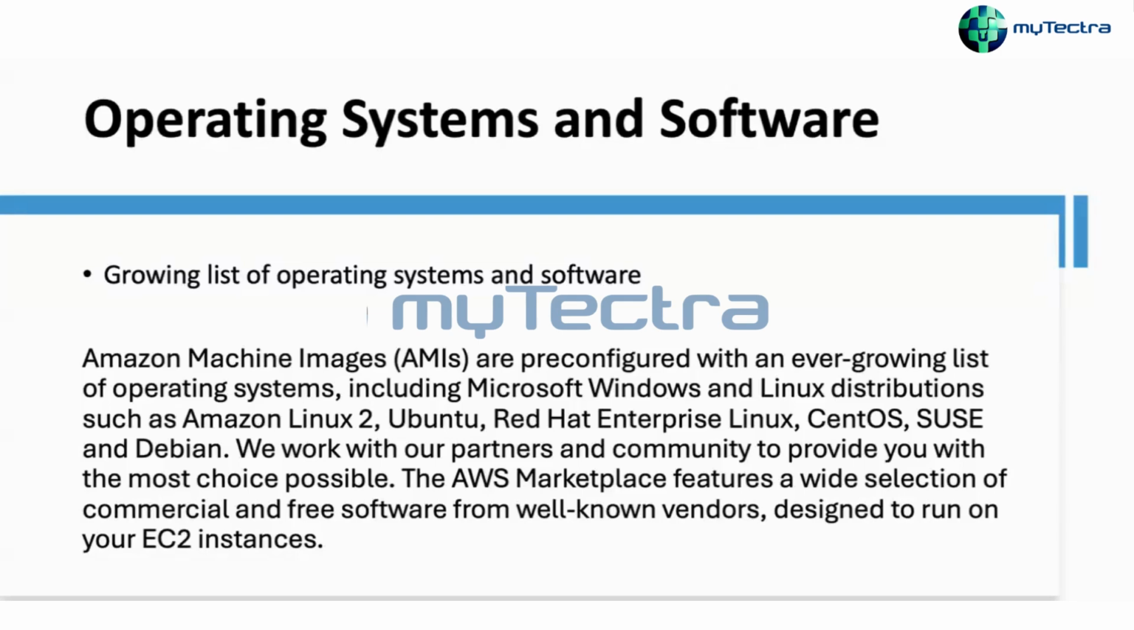So these are the types of the Linux. Amazon Linux 2, that is Amazon made Linux. Then Ubuntu, Red Hat, CentOS, SUSE, Debian. These are different flavors of the Linux itself, from different companies.